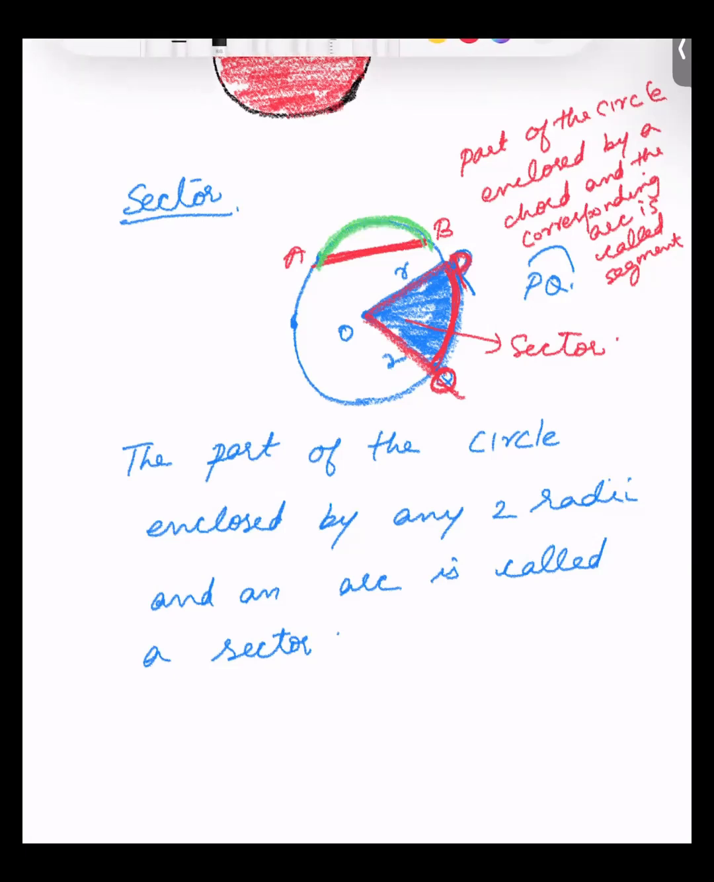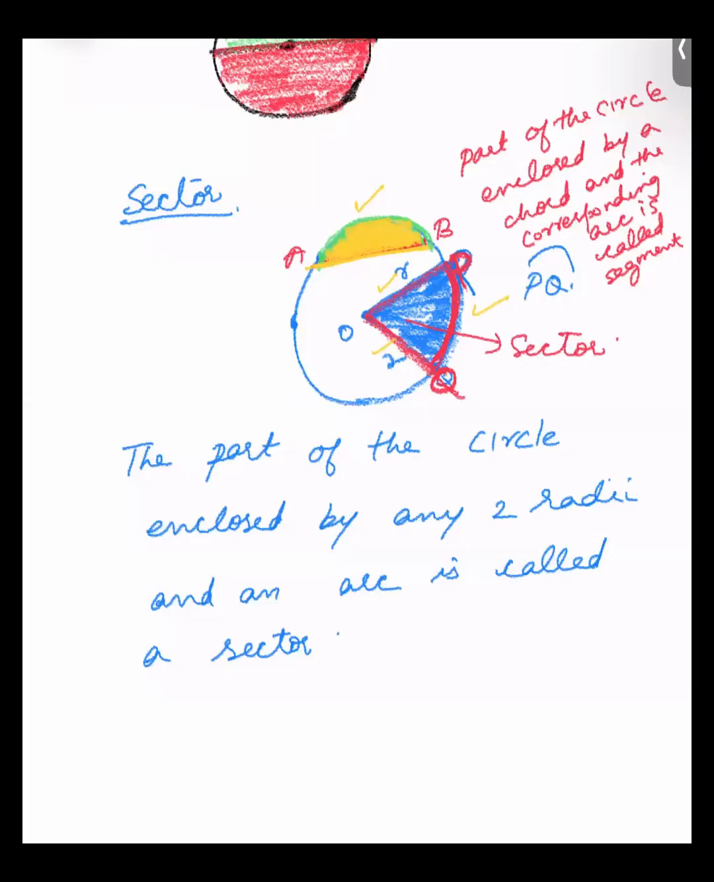This gives me the segment. Did you understand the difference between sector and segment? Sector means the area enclosed by an arc and two radii, whereas segment is a chord and an arc. Are you all clear with the difference between sector and segment? Yes, I understood both.